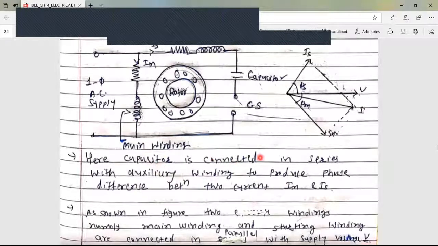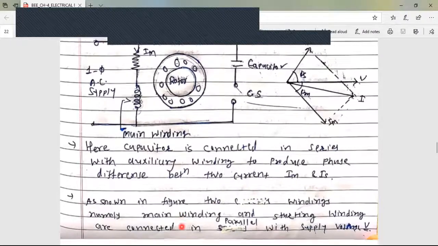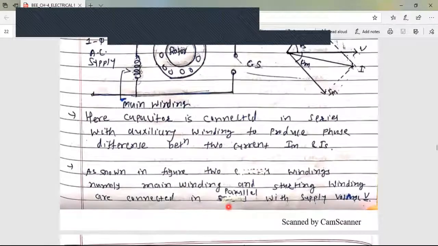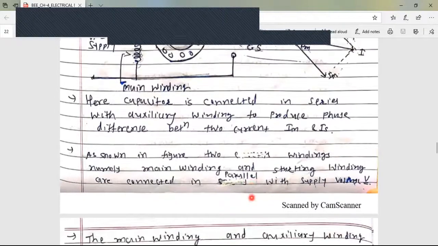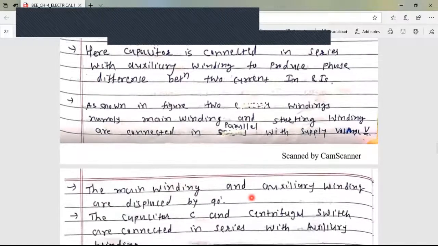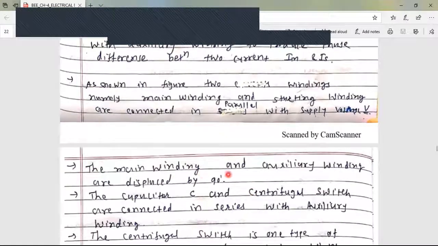Here the capacitor is connected in series with the auxiliary winding to produce a phase difference between the two currents, the current through the main winding IM and the current through the starting winding IS. As shown in the figure, the two windings, main winding and starting winding, are connected in parallel with supply voltage V, as we have discussed in the earlier type, the split phase induction motor. Both the windings are displaced by 90 degrees. Here the capacitor and switch are connected in series with the auxiliary winding.